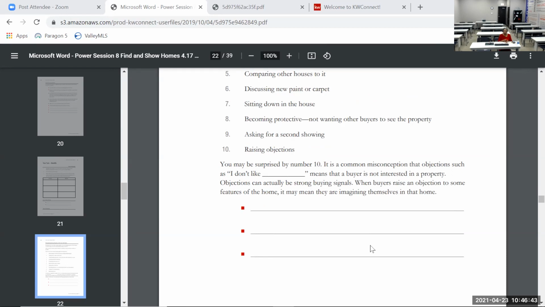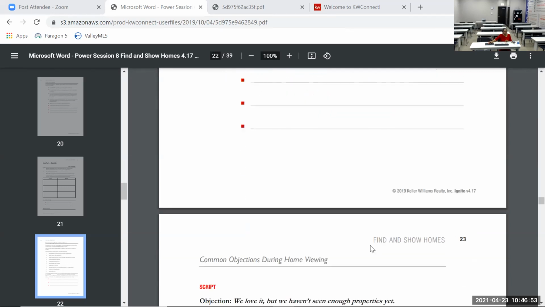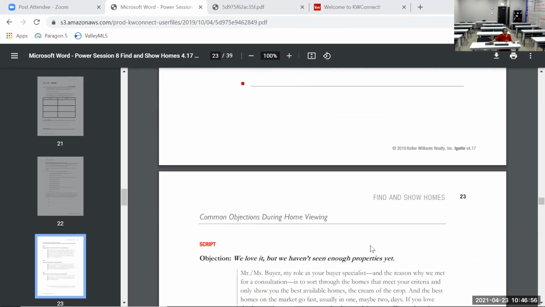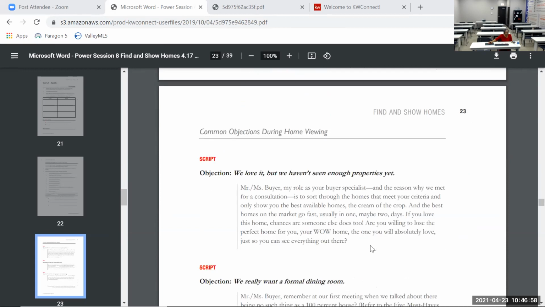Ask questions. Why is it that the color of the carpet is a bother to you? Is that the only thing in this house that you would want to change, the color of the carpet? You know, ask questions. Don't take it as, "Oh, they didn't like the house." You never know unless you ask.